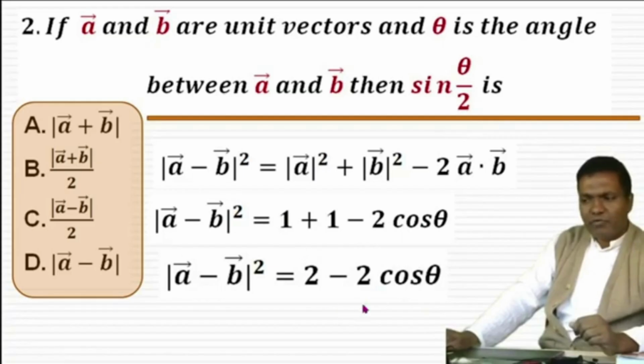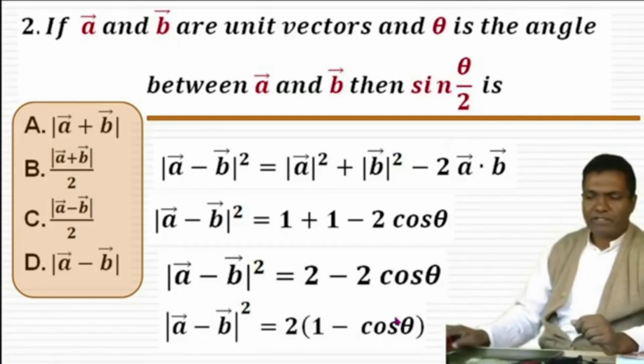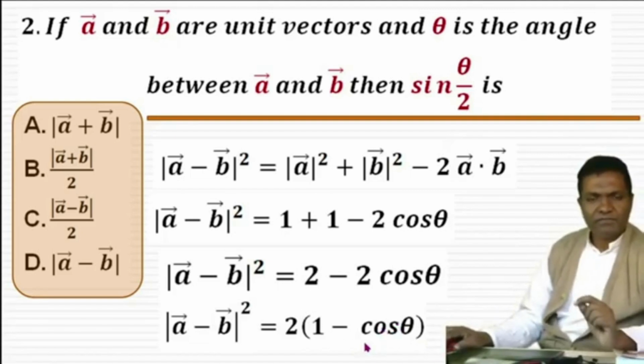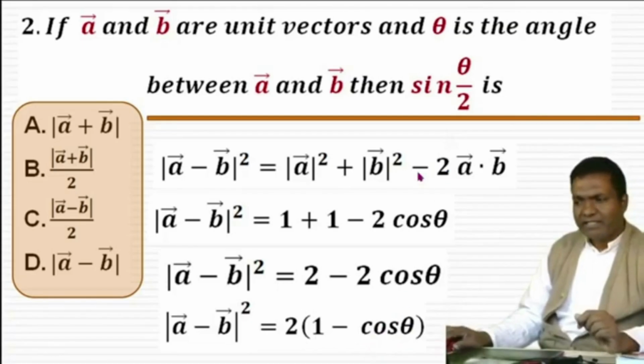From this you can take 2 common, so you will get 2 times 1 minus cos theta. And as we know, 1 minus cos theta is 2 sine square theta by 2. That is the reason why I have taken minus here. If you had been asked cos theta by 2, you would take vector A plus vector B whole square, as here it comes plus.